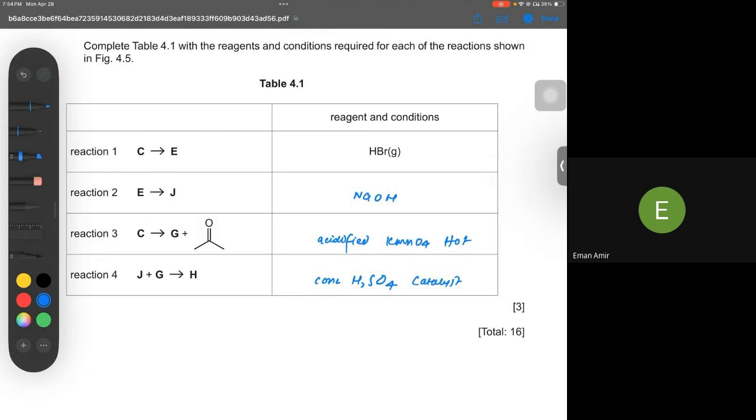It's very simple. This is related to the synthesis. So before doing this question, your organic chemistry should be very good. I'm talking about the reagents and conditions.